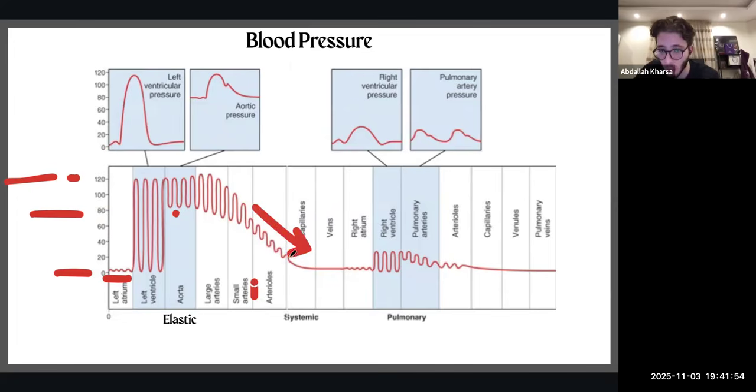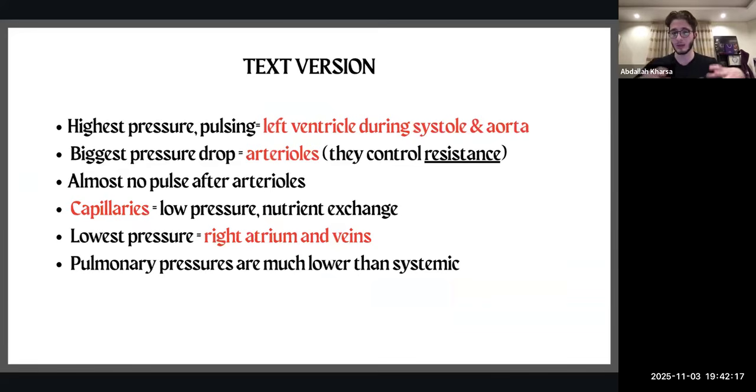Can someone guess why pressure drops so much at the arterioles? Something we talked about earlier. It's because of the resistance. Dilation? No. We dilate the arterioles, we constrict them. But the point of arterioles is that they are the site of high resistance. So when you have high resistance, the blood's going to slow down, and the blood pressure is going to drop. So that's why the blood pressure has a high drop at the arterioles. So they control the resistance.